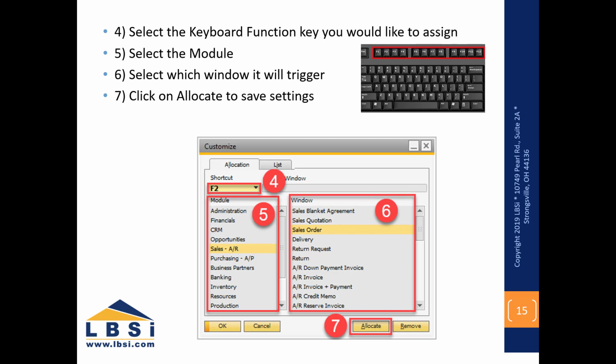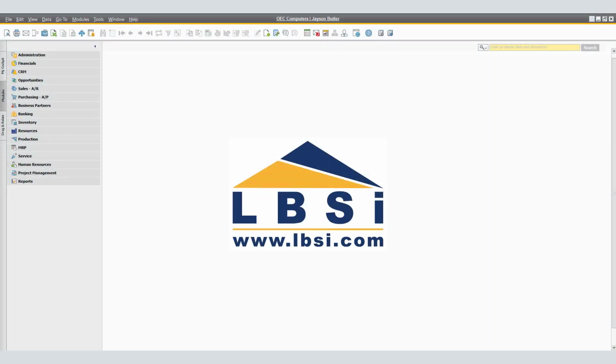The Allocation tab is divided in two panes. The left pane displays modules in SAP Business One. The right pane displays windows in the selected module. In the shortcut dropdown, select a shortcut key to allocate to a window. And in the window, select which window you'd like to assign. Click on Allocate to save the settings. In our example, when we press the F2 short key, the Sales AR Sales Order window will open.